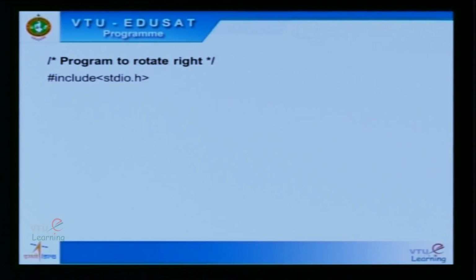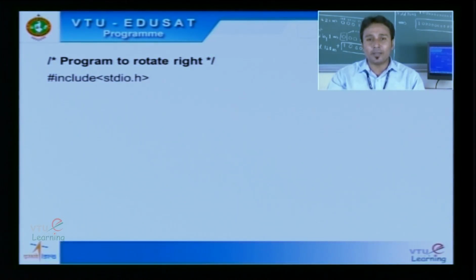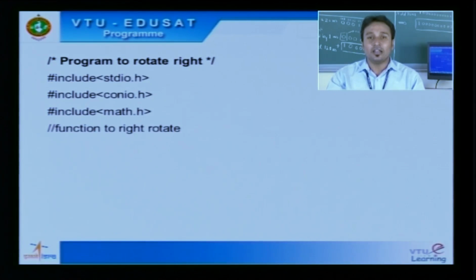The first line here is hash include stdio.h, which is the preprocessor directive along with the standard input output header file, and the next two lines are header files. They are conio.h as well as math.h, where conio stands for console input output and math stands for mathematical header file. Now we have the function to right rotate.